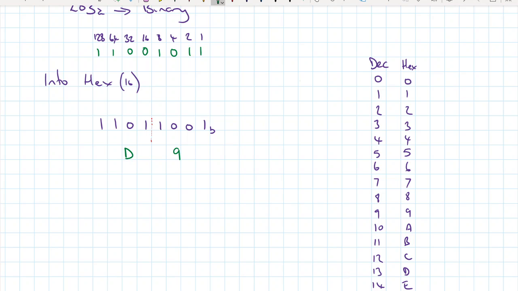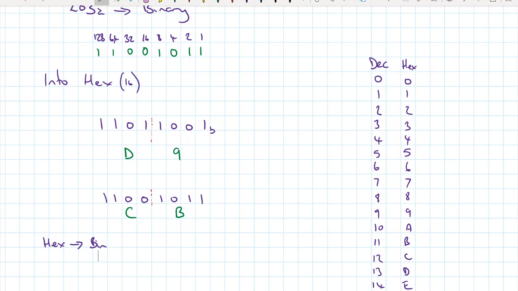Okay, do we have just one more example? So we have something like this, imaginary dotted line down the middle. What we've got now, we've got an 8 here, 9, 10, 11. 11 is B, and then here we've got an 8 and a 4, so that's 12, so that's C. So CB would be our answer in hex.